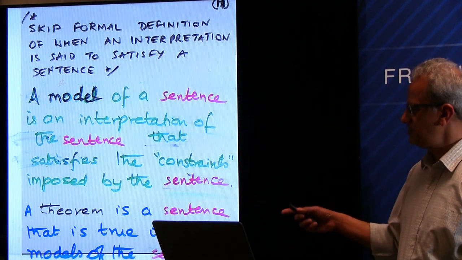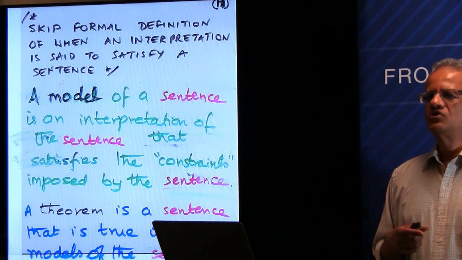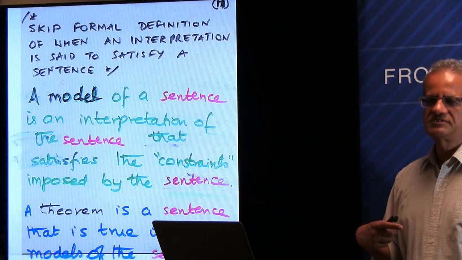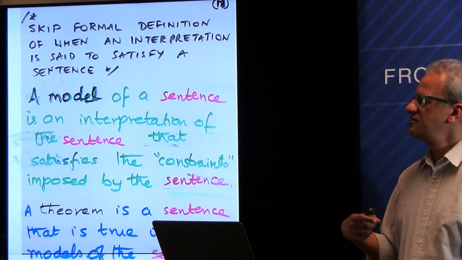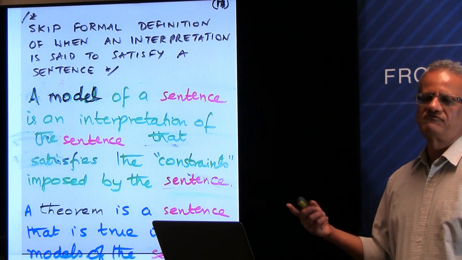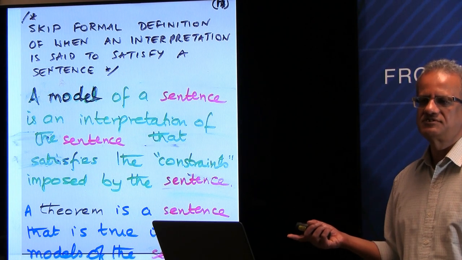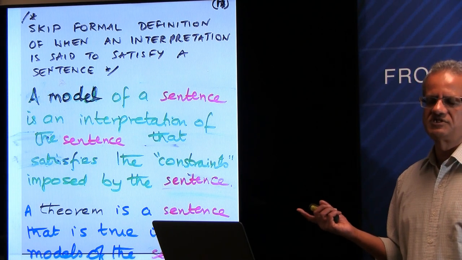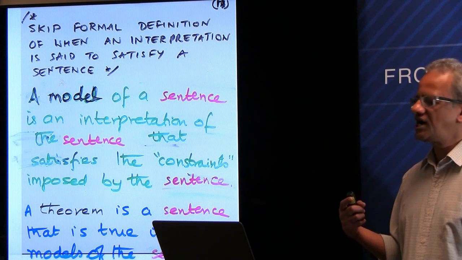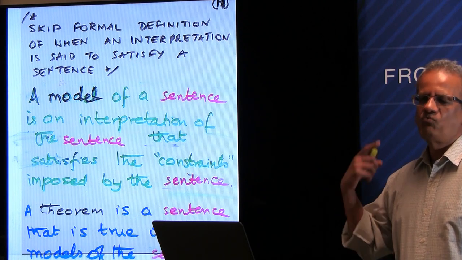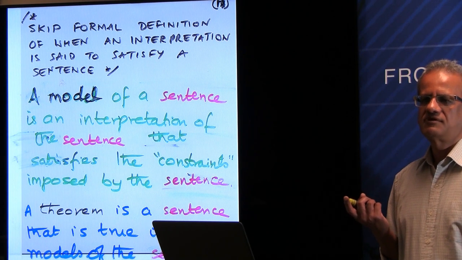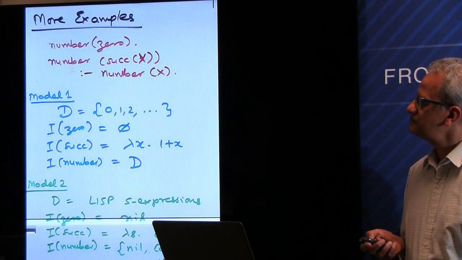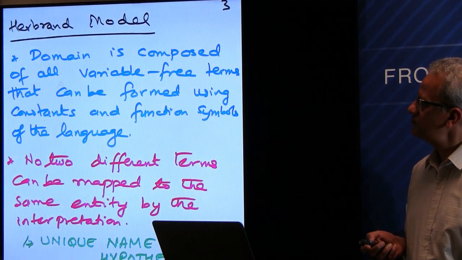So another important concept is the notion of theorem. A theorem is basically a sentence. A theorem of a set of axioms is a sentence that is true in all models of the axioms. And the reason why we're interested in theorems is because those inferences are true irrespective of what model you have in your mind. Right, so that's the key thing. So let me skip over a bunch of more examples.